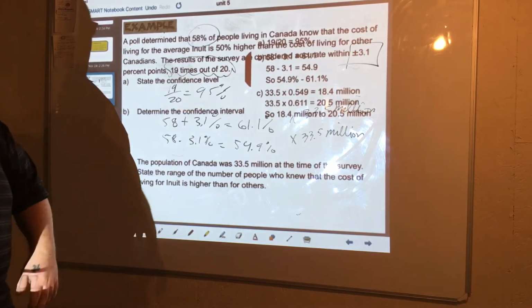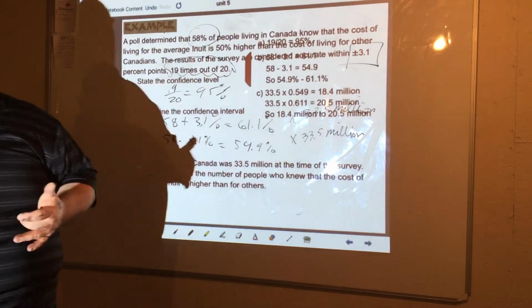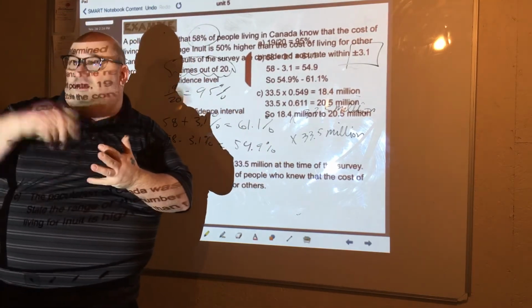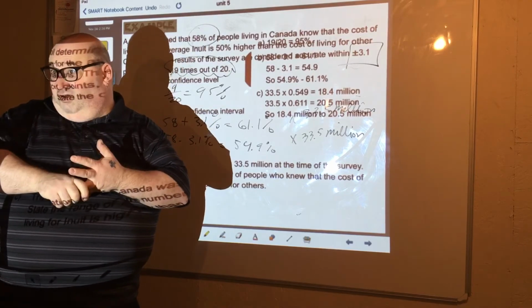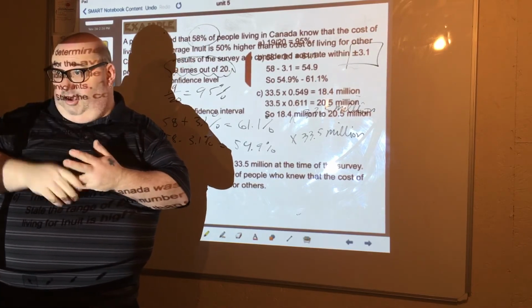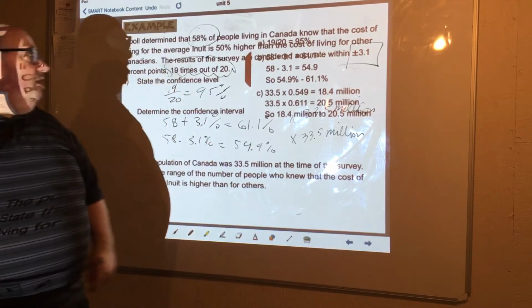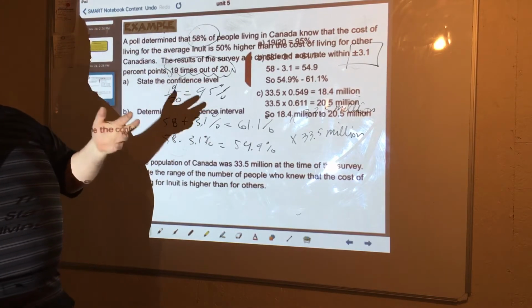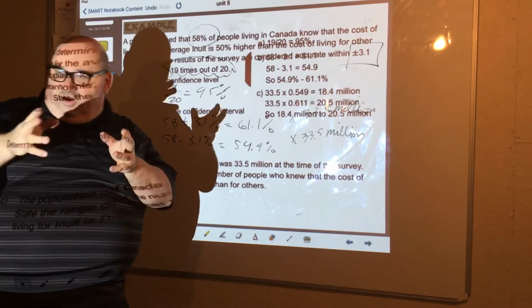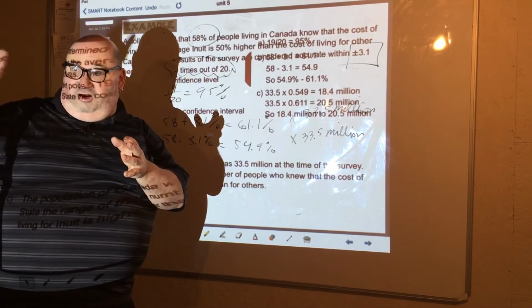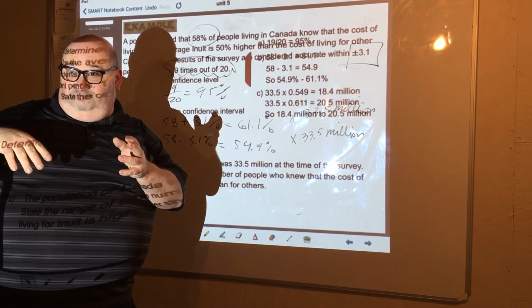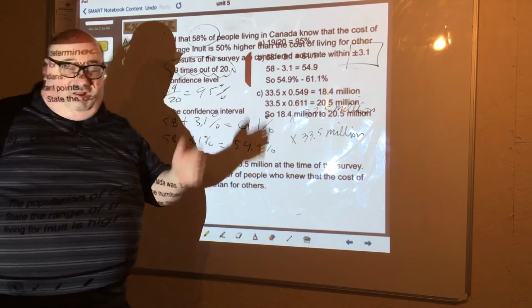So, then you're going to get tested on this. Really, what are they going to have to say? What's the margin of error? Okay, look for your plus or minus sign. Confidence level. So many out of so many. Confidence interval. Well, that's whatever the percentage is plus that number, minus that margin of error. That's really it. That's all you have to do.